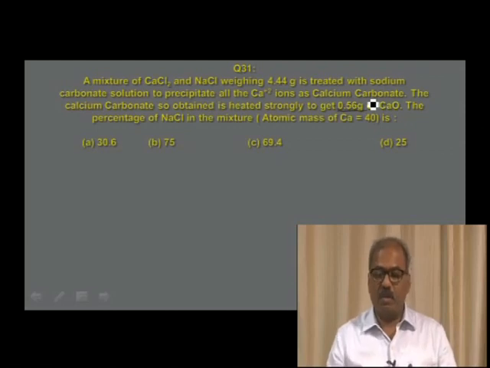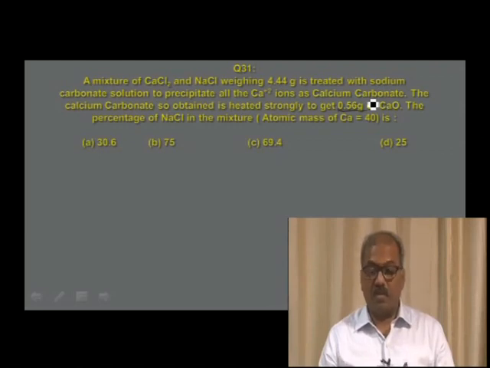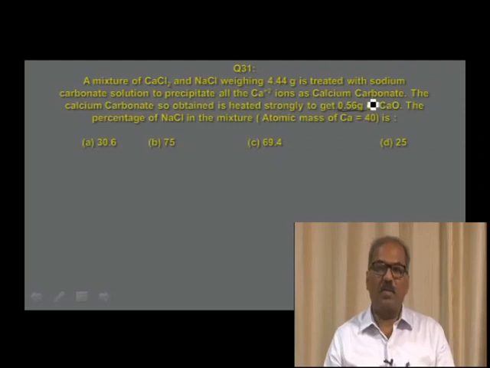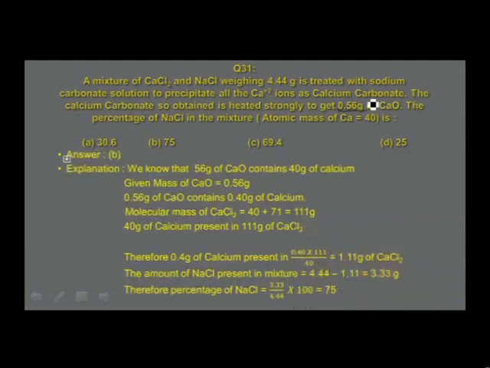This is a lengthy calculation. Before I go to the calculation, let me explain how to answer this. If you go through the question once again, you can understand all the calcium ions are converted to calcium carbonate. The calcium carbonate is converted into calcium oxide, which weighs 0.56 grams. Therefore, you first calculate the mass of calcium in 0.56 grams of calcium oxide. Using this, calculate the mass of calcium in calcium chloride. You know the mixture of calcium chloride and sodium chloride has a mass of 4.44 grams. If you remove the mass of calcium chloride from that, you get the mass of sodium chloride, and then you can calculate the percentage composition.